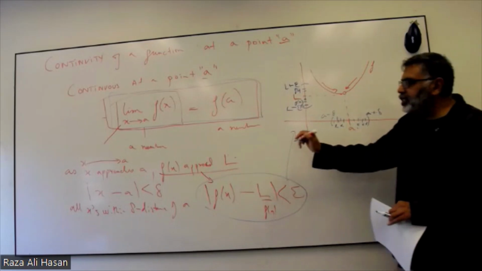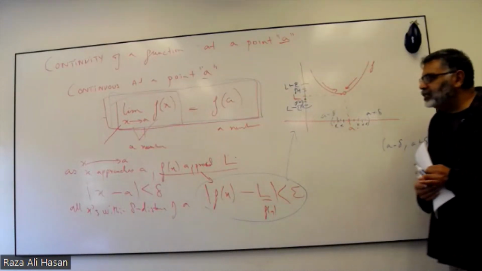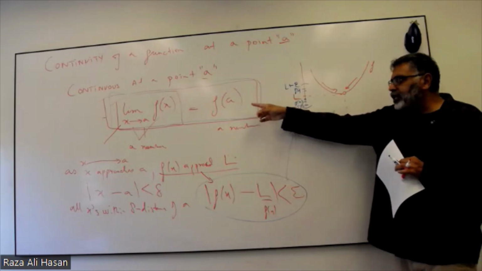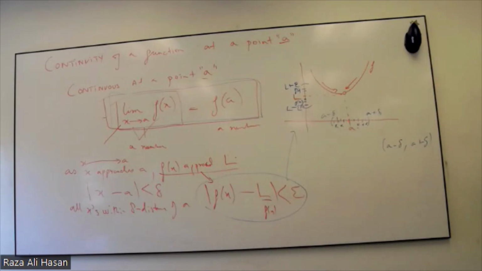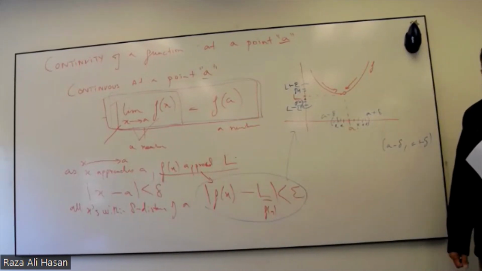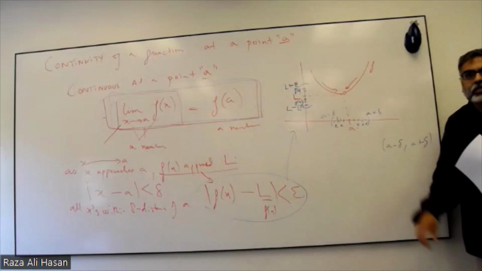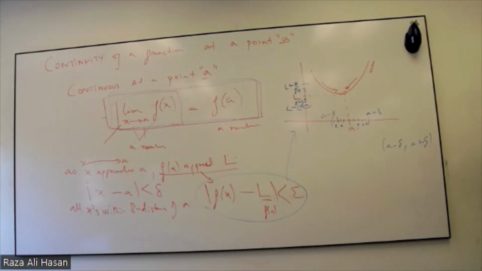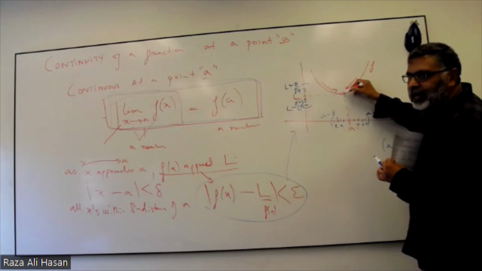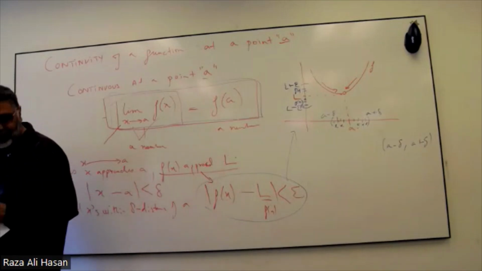Okay, so this is true. The function has a limit. Does the limit of this function equal the value of the function at point A? And the answer is, this doesn't exist. Therefore, this equality is not there. Therefore, this function is not continuous. Or you could just say that when I was drawing this function, I had to lift my pen.